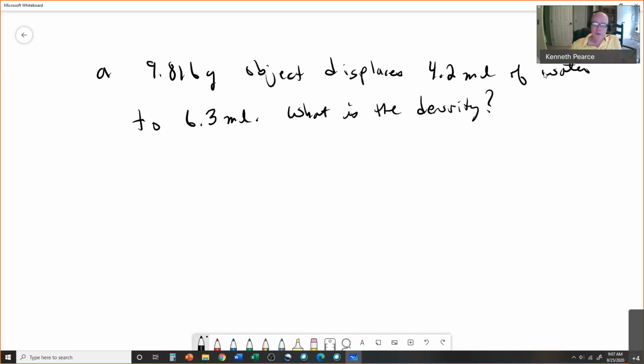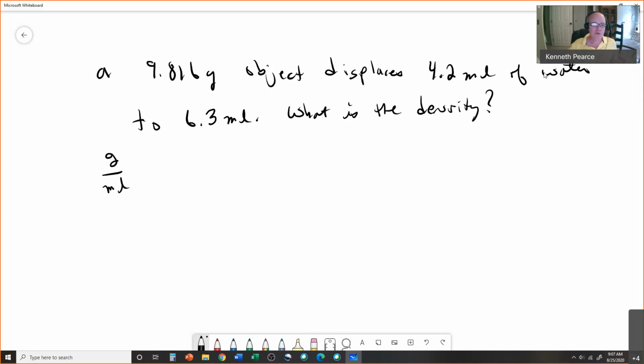Okay, well, anytime we're asked for density, the first thing we need to do is say, well, I know what density is. Density is grams over milliliters. And when you write down these relationships, they're a checklist for you. You look at it and say, what do I need? I need the grams. I need the milliliters.